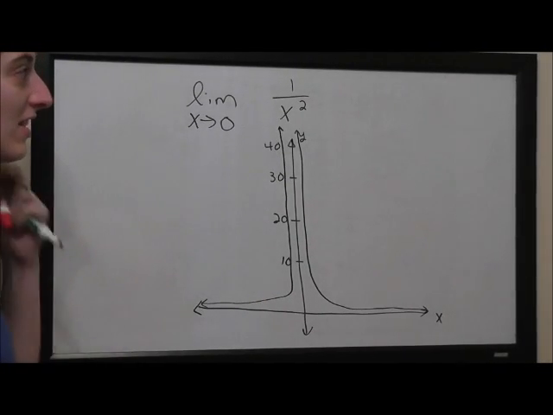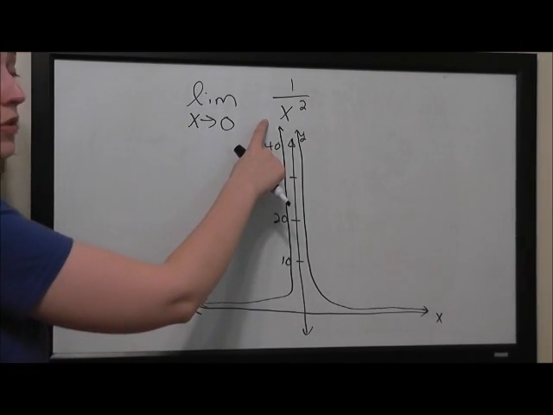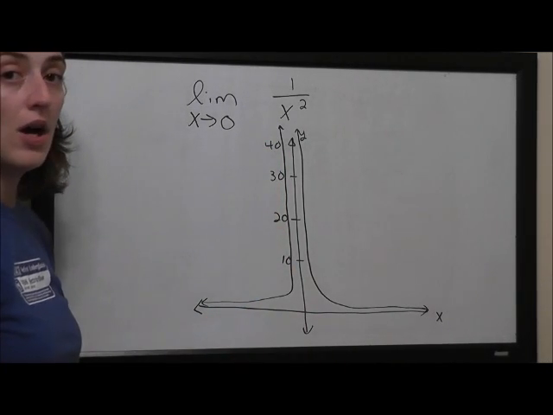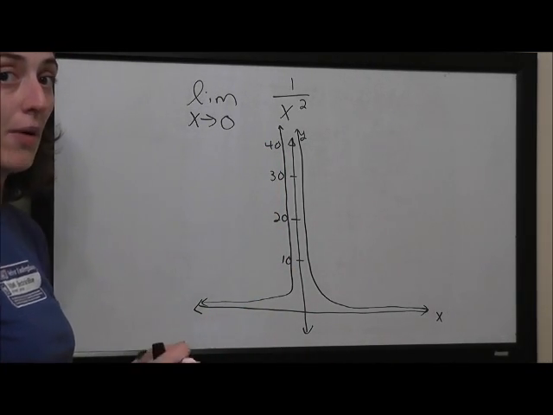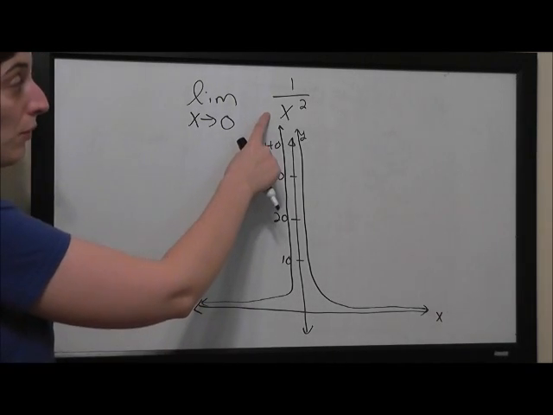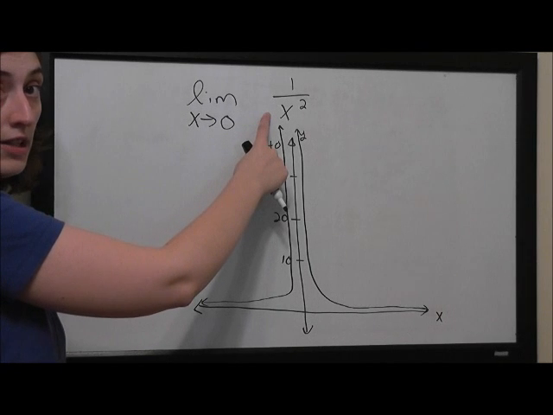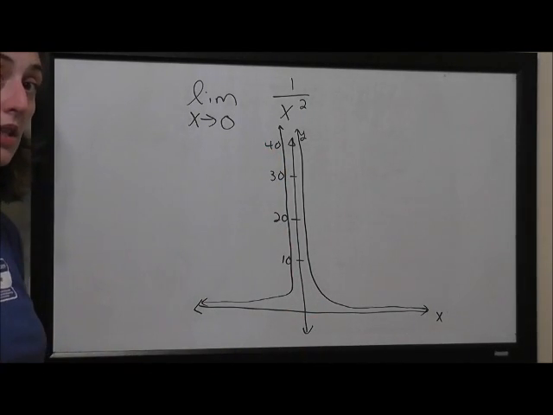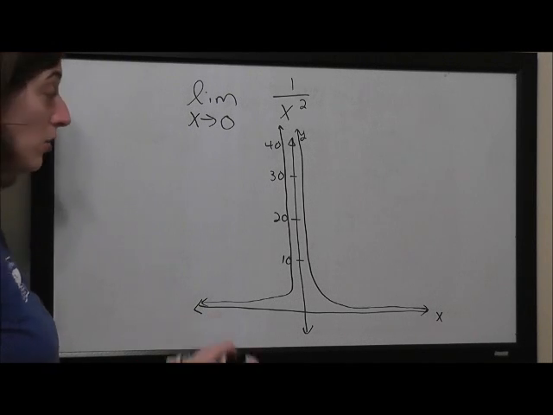Alright, so for our final example, we're going to look at the function 1 over x squared. And so I've gone ahead and drawn the graph. A lot of you may be wondering how I come up with these graphs. Sometimes I just put 1 over x squared in my graphing calculator and that gives me this nice graph. But sometimes I'll do it by hand as well.